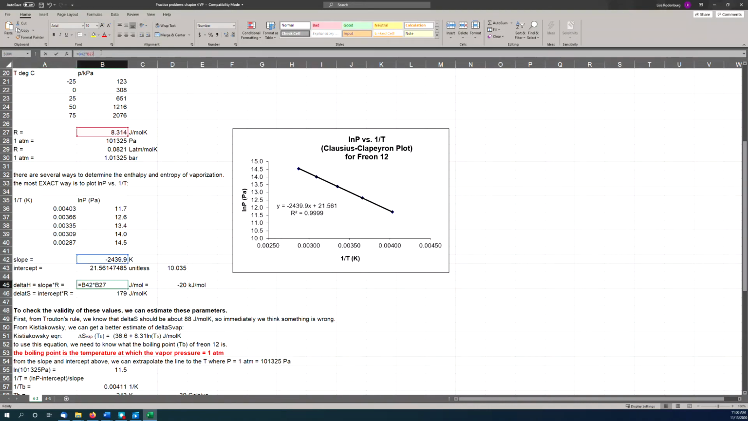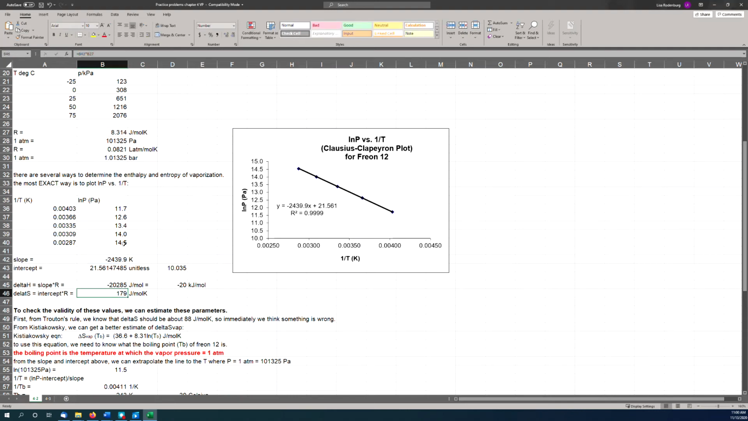So here's my slope, minus 2439.9. Here's my R. Now notice R has got different units now. Now R is 8.314 joules per mole Kelvin because I want delta H, which needs to have units of like kilojoules per mole. I don't need liter atmosphere per mole Kelvin. This is the frustrating thing about R, right? R's got like 1,000 different types of units. So make sure you're using the right units of R here.